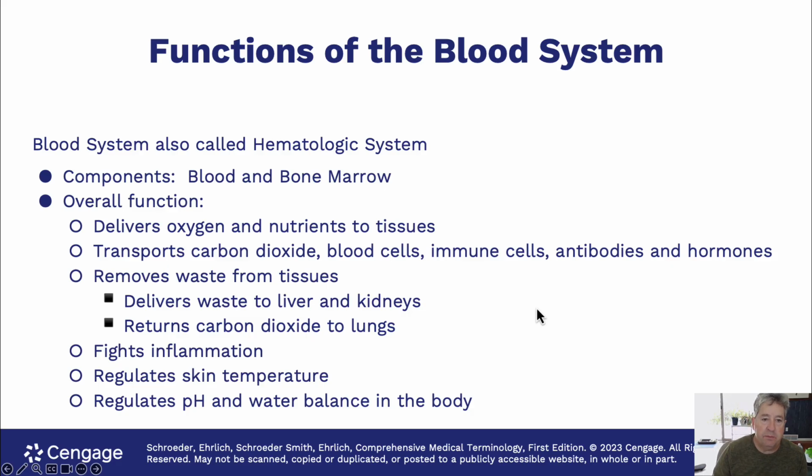The functions of the blood system. So I think this one's one that you probably understand fairly well, but the idea is that it will function in delivering oxygen and nutrients to tissues. It transports carbon dioxide, blood cells, immune cells, antibodies, and hormones, and waste products end up in the blood that eventually get filtered through the liver and kidneys. And it returns carbon dioxide to the lungs so it can be exhaled from the body. Blood system fights inflammation, it regulates skin temperature, and it regulates pH and water balance in the body.